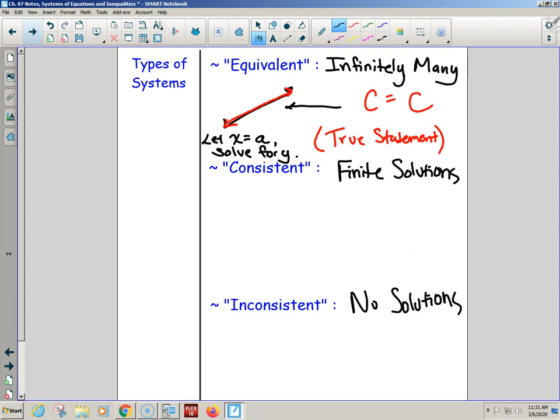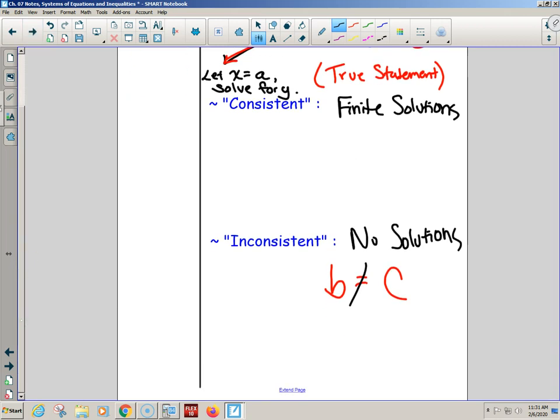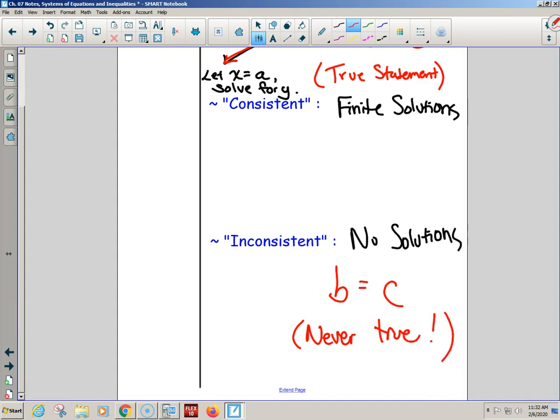No solutions, you're going to end up with some sort of like B equals C, and B and C are unique, are distinct, are not the same. You're going to get some sort of false statement. And maybe I should actually go ahead and rewrite this, because you're going to get B equals C. You're going to look at it and be like, that's never true. Exactly. Never true. If something is never true, it doesn't matter what the variables are. If it's never true, it's never true. There are no intersections, which could mean parallel, like with lines.